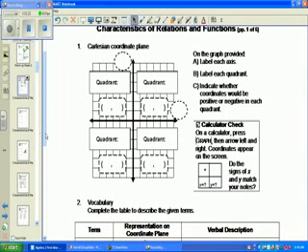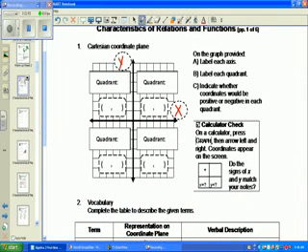Now, when we're talking about the Cartesian coordinate plane, remember that's just where we graph. It's a flat surface. We're asked to label each axis. So what are my axes on this particular graph? What are my axes? X and Y. Where do I put the X? On the horizontal line, so we put our X here. And where do we put our Y? Vertical.